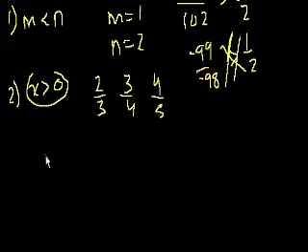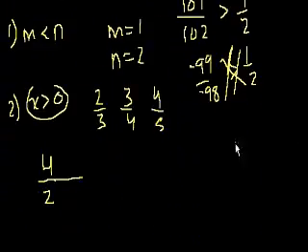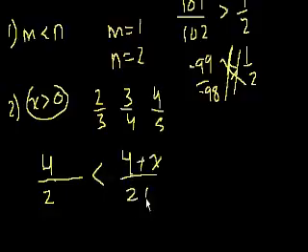But what if n is greater than m? What if we start with an equation like 4/2? Is that less than 4 plus x over 2 plus x for any x greater than 0? Well, let's add 4 to the numerator and the denominator. So then this would be equal to 8/6.